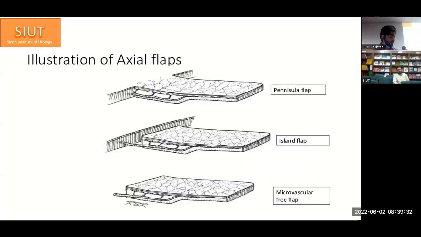This is the picture: peninsula, island flap, and microvascular flap. This picture shows a flap that is free on three sides and attached to the source and blood supply. This is a peninsula. This one is free from the source, with blood supply attached, and free on all sides. And the microvascular free flap is not attached to the source, blood supply is intact, and it is free on all sides.